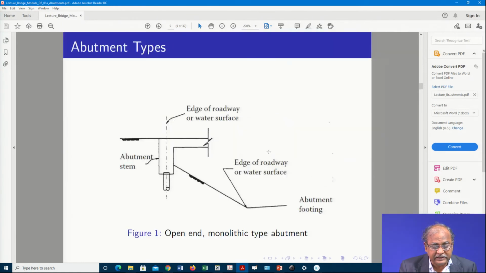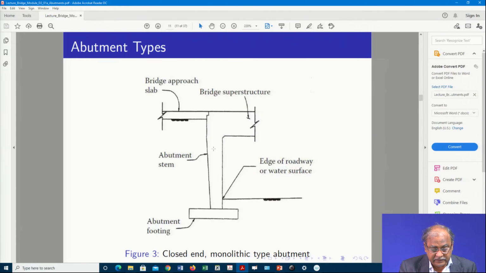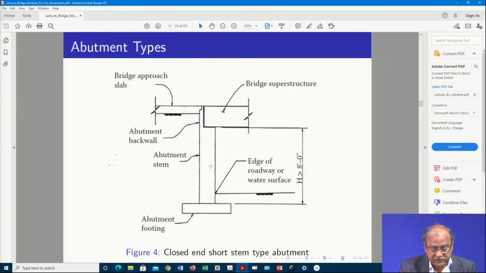As you can see, for different kinds of abutment, this is the bridge abutment, and based on the height we can find out how much the value will be. This is another type, closed end monolithic, with a short stem, called a short stem type abutment.